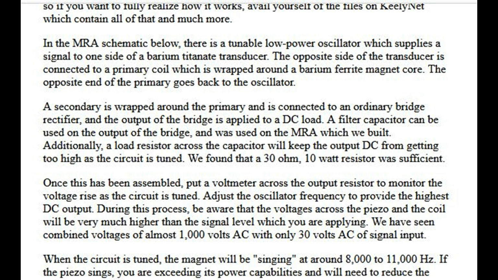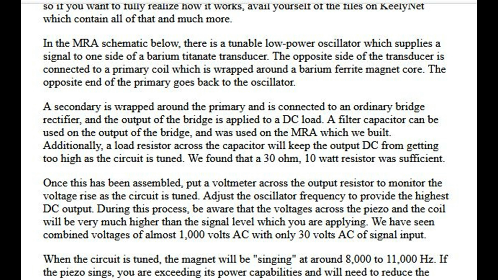A filter capacitor can be used on the output of the bridge, and was used on the MRA which we built. Additionally, a load resistor across the capacitor will keep the output DC from getting too high as the circuit is tuned. We found that a 30 ohm, 10 watt resistor was sufficient. Once this has been assembled, put a voltmeter across the output resistor to monitor the voltage rise as the circuit is tuned. Adjust the oscillator frequency to provide the highest DC output.